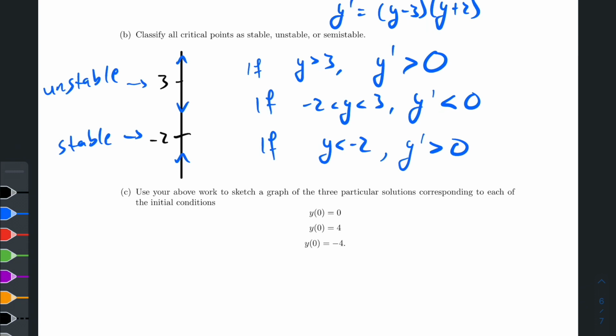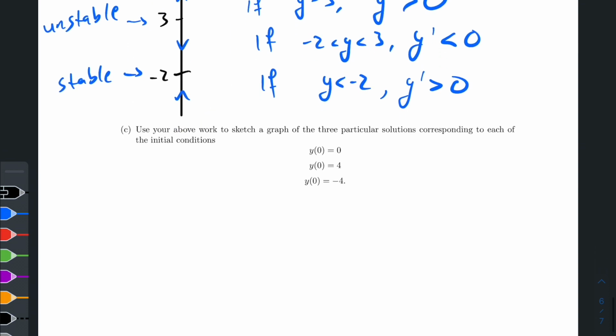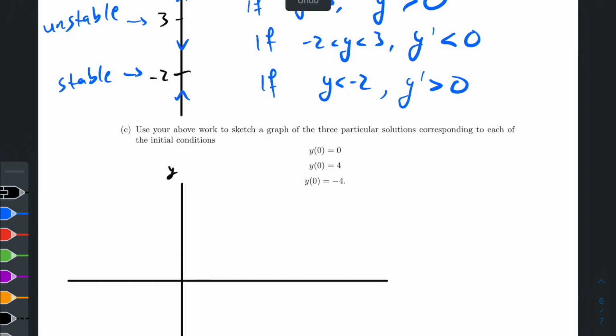Okay. Use your above work to sketch a graph of the 3 particular solutions corresponding to each of the initial conditions shown here. Okay, so this is basically just taking this phase line diagram and expanding it out to drawing your solutions. So here's our y-axis. Here is our x-axis. So this is x equals 0. This is the x-axis given by y value is equal to 0.